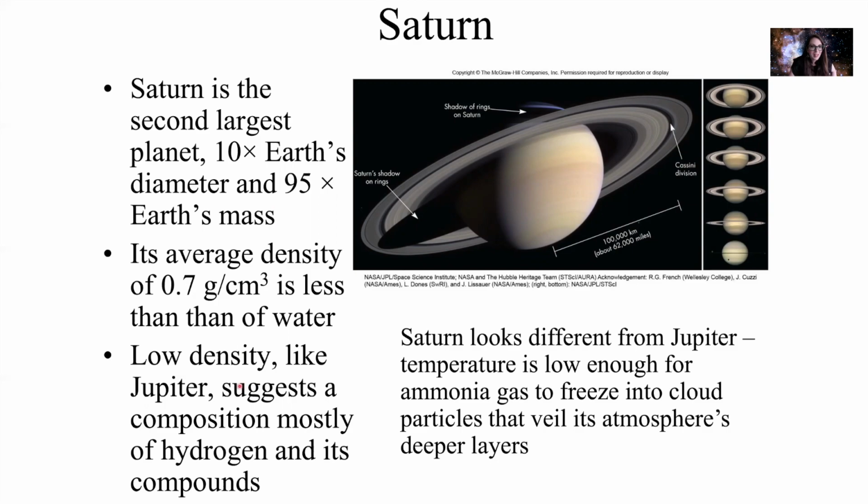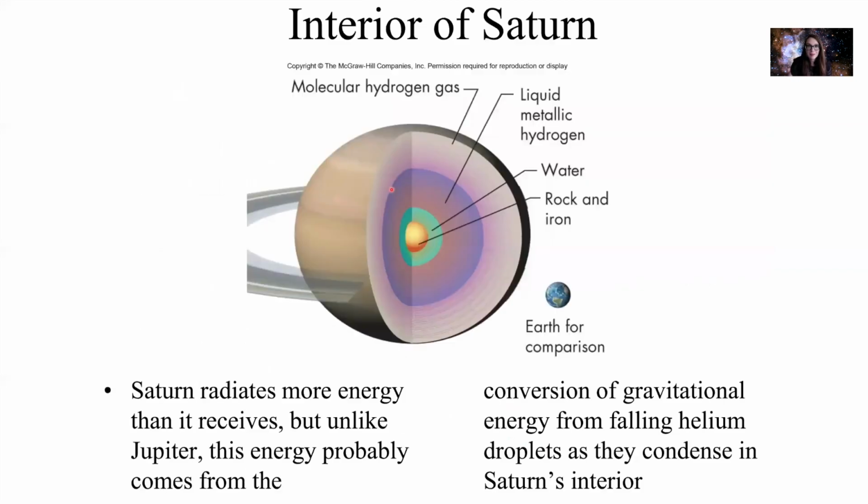Its low density, like Jupiter, suggests a composition mostly of hydrogen, but Saturn looks different from Jupiter. Its temperature is low enough for ammonia gas to freeze into cloud particles that veil its atmosphere. Okay, so there are some bands on Saturn as well, but not those vivid, distinct bands of clouds like we see on Jupiter. But Saturn also has a beautiful set of rings, which you'll learn about in another mini lecture.